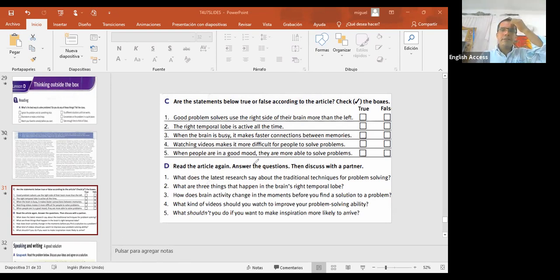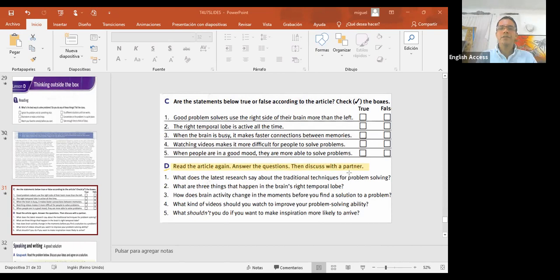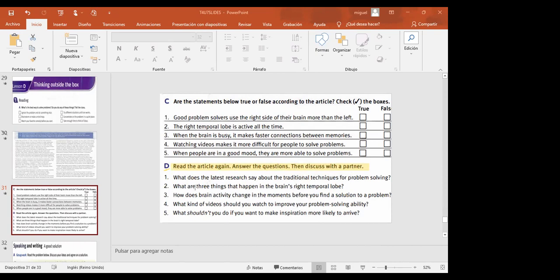Okay, let's see. Number 1, 2, 3, 4, 5. Exercise D. Okay, Fernando, can you read it, please? Instructions: read the article again, answer the questions, then discuss with a partner. Yes, discuss with a partner.